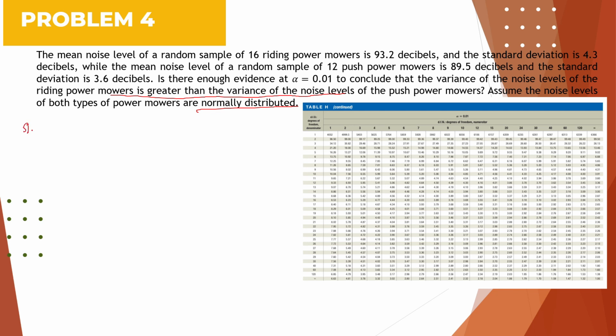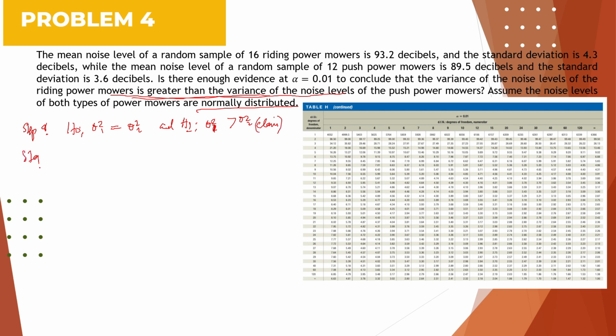So our step number one, we have to state the hypotheses. Our H0 is that variance 1 is equal to variance 2. And our claim is our H1, since it is stated as greater than. So the variance 1 is greater than the variance 2, which is our claim.